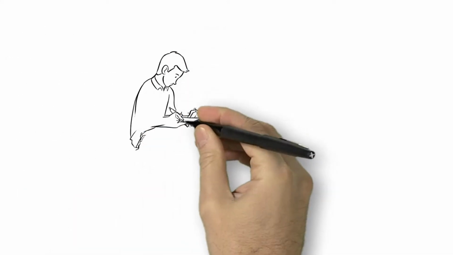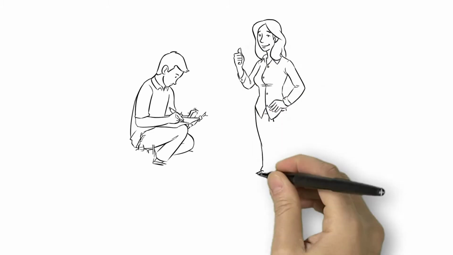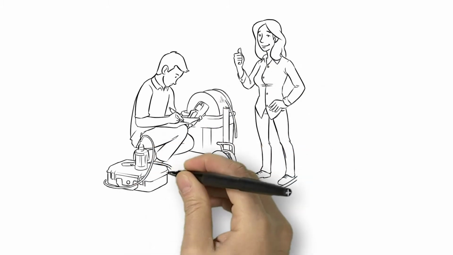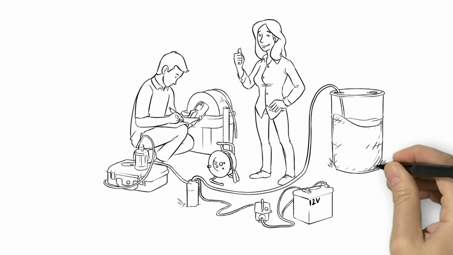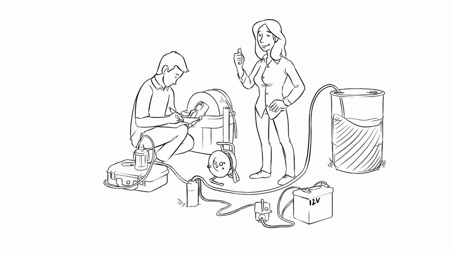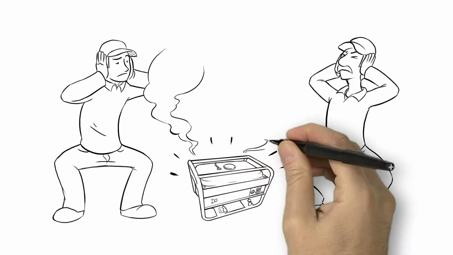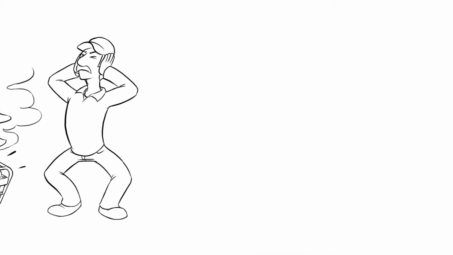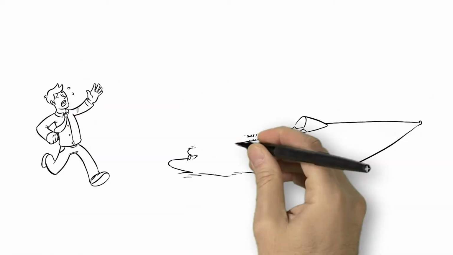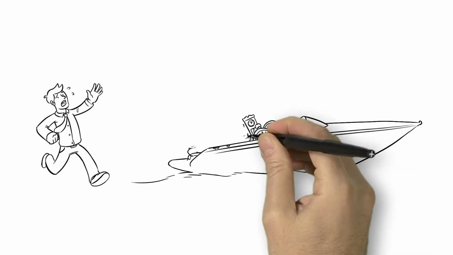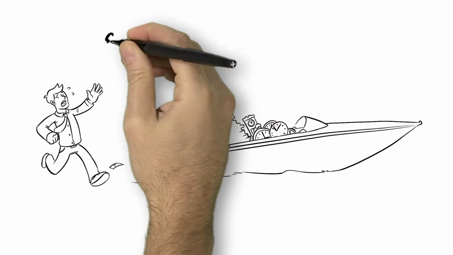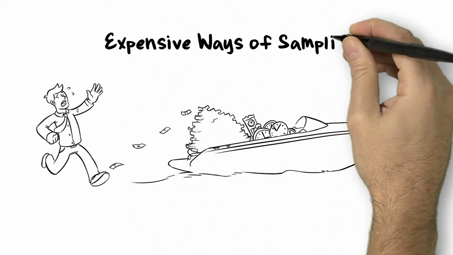And the great thing about Proactive Environmental Products 12-volt plastic pumps is that all of the pumps are energized by a 12-volt deep cycle battery. That means eliminating the heavy, loud, and smelly gas generators. Talk about an expensive way of sampling. Companies are presently using inefficient ways of sampling, such as bladder pumps and balers.